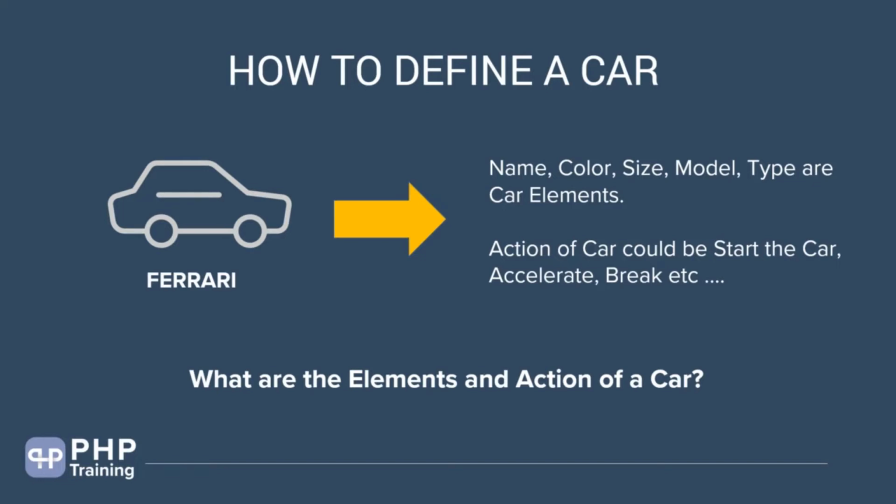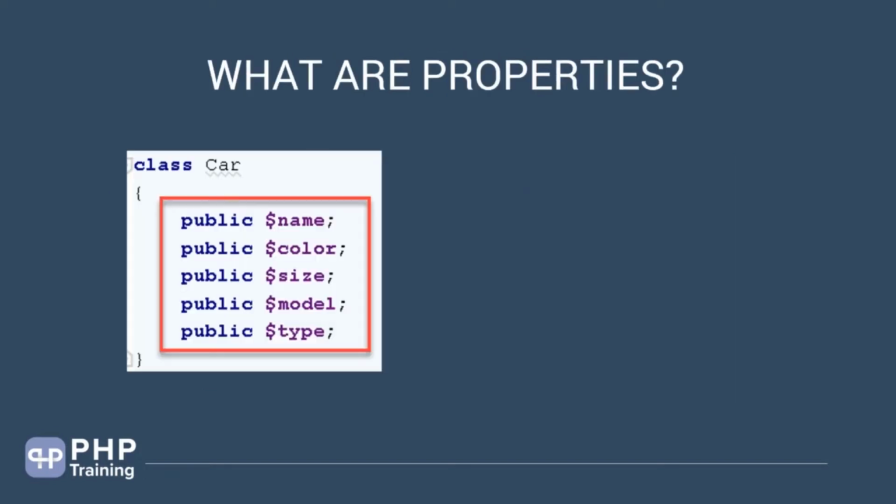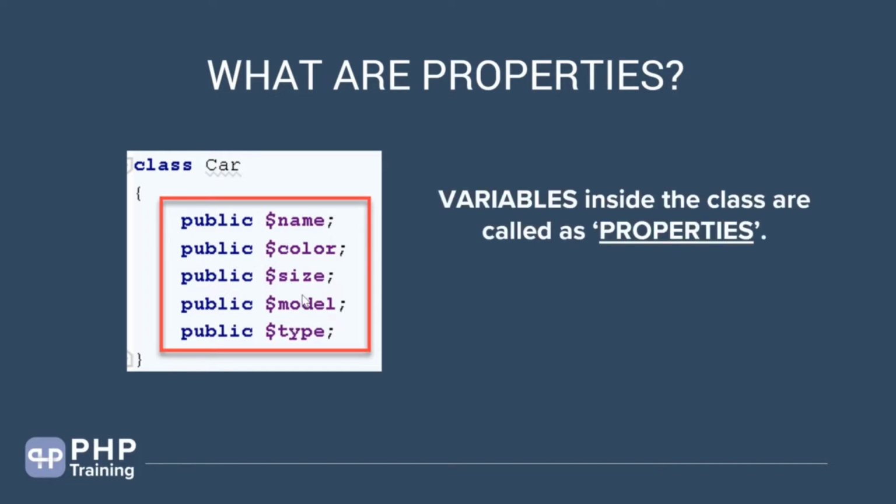Okay, so let's take this concept and understand what is property and methods. So what are properties? So here I have a class car. Just now we have defined a car class, where class is the keyword and then you have a name of the class. In this you have defined some of the variables in it, and these variables inside the class are called as properties. They are properties because it defines the car. It is the elements of the car. That's why you call it as properties, not as variables.